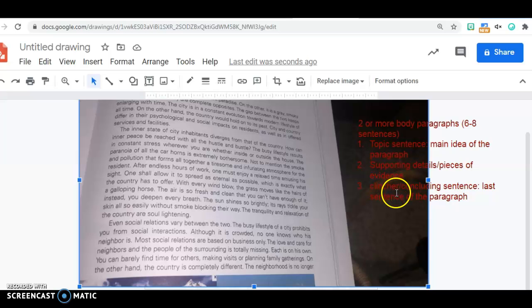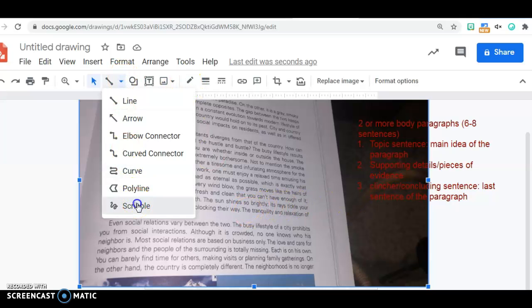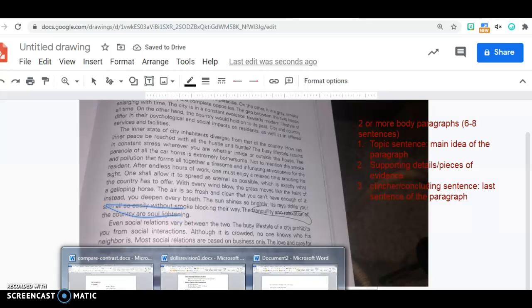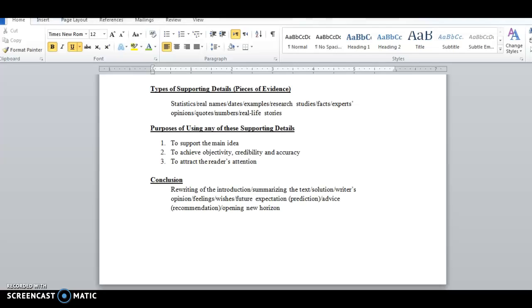Okay? Then I end the body paragraph with a clincher or the concluding sentence. It's the last sentence of the paragraph. It's this one. This is the clincher. The tranquility and relaxation of the country are soul lightening. He gives his opinion. Now we'll see what we write in the supporting details and everything else.